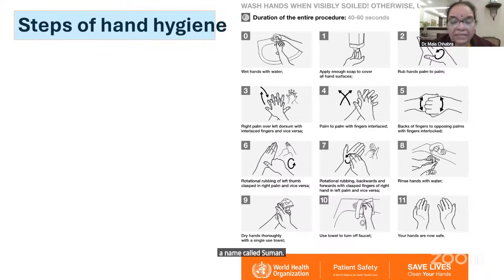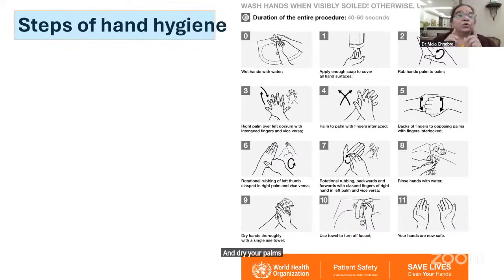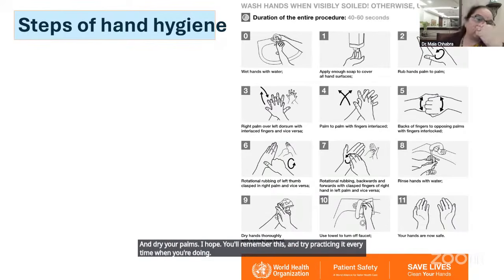If you're Hindi speaking, you will understand: Sa se Seedha, that is you're rubbing your palm. U se Ulta, on the other side. M se Mutti, that is your knuckles. A se Angutha, that is your thumb. N se Nakhun, that is your nails. So these are the steps of hand hygiene, and each step takes about 5 to 10 seconds if you're doing it with soap and water, and then wash it and dry your palms. I hope you will remember this and try practicing it every time you're washing your hands, right?